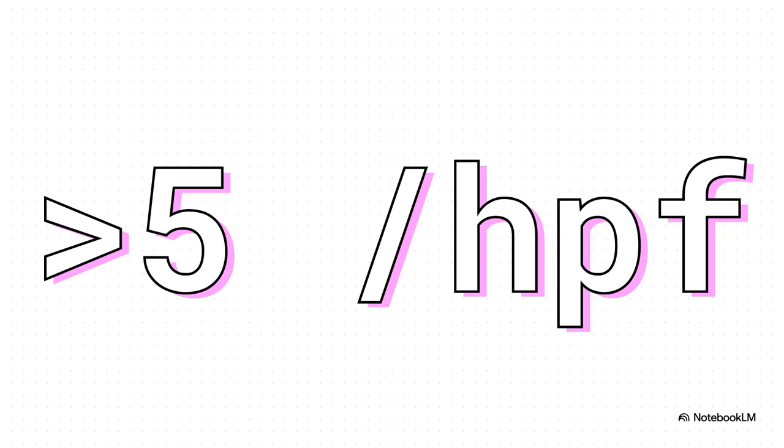Okay, so we've got our baseline down. Up to 5 white blood cells per high-power field. No big deal. But what happens when you see more? A lot more. What does it actually mean when that count is elevated? Well, this is where our investigation really kicks into high gear.